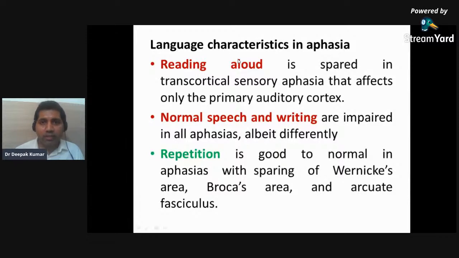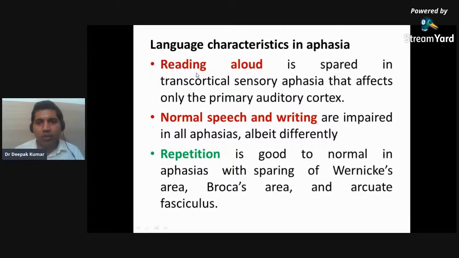Next is language characteristics in aphasia. Reading aloud is impaired in transcortical sensory aphasia, which affects only the primary auditory cortex. So there is a hidden message here. When I'm reading this slide aloud to you, the visual cortex is involved, Wernicke's area processing is involved, conduction through the arcuate fasciculus is involved, and Broca's and primary motor cortex are involved. So if any of this area is damaged, reading aloud is going to be impacted.